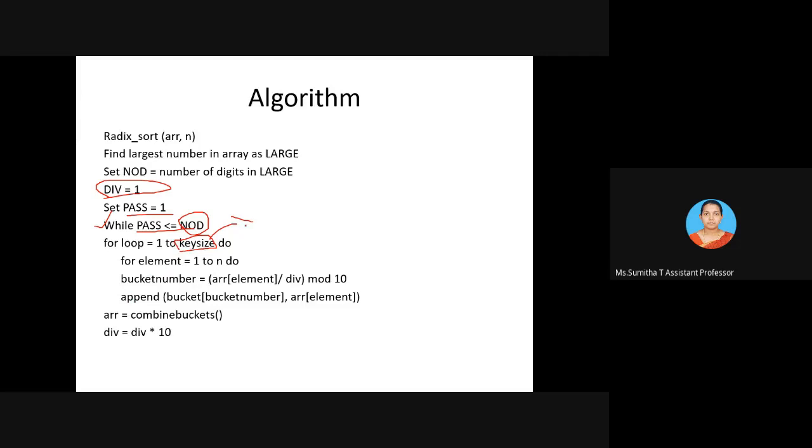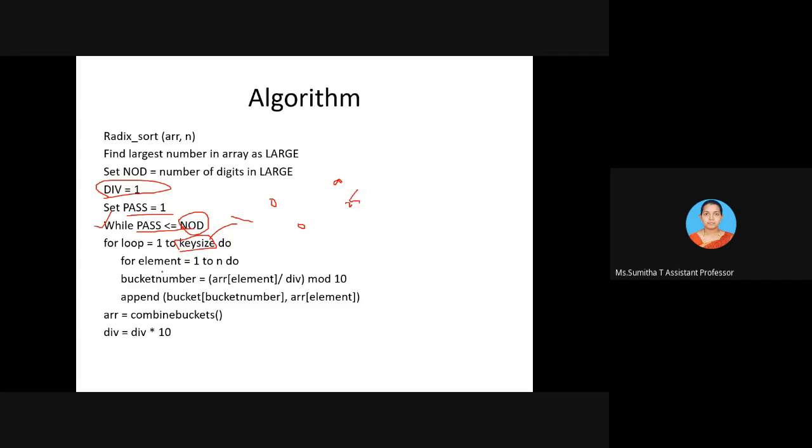For example, if it is a numerical value, we go with 0 to 9, that is 10 buckets. Then for alphabetical, if we need to arrange the elements in alphabetical order, we need to go with 26 buckets, right? 0 to 25. So this is the key size. Based on that we have to keep the key size.